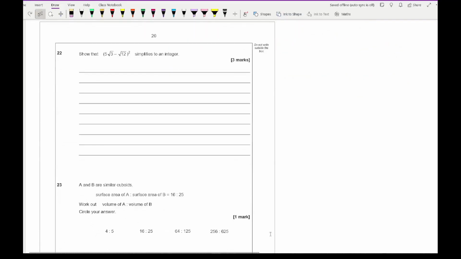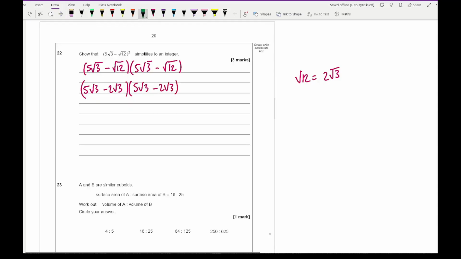Moving on to question 22, it says show that 5 root 3 minus root 12 squared simplifies to give me an integer. So for this, what I need to recognise is that 5 root 3 minus root 12 squared is just a double bracket question. Now for this you can do several things. You can simplify your root 12. So root 12 is going to be 2 root 3, which I'll probably do first. But again, it's not essential.